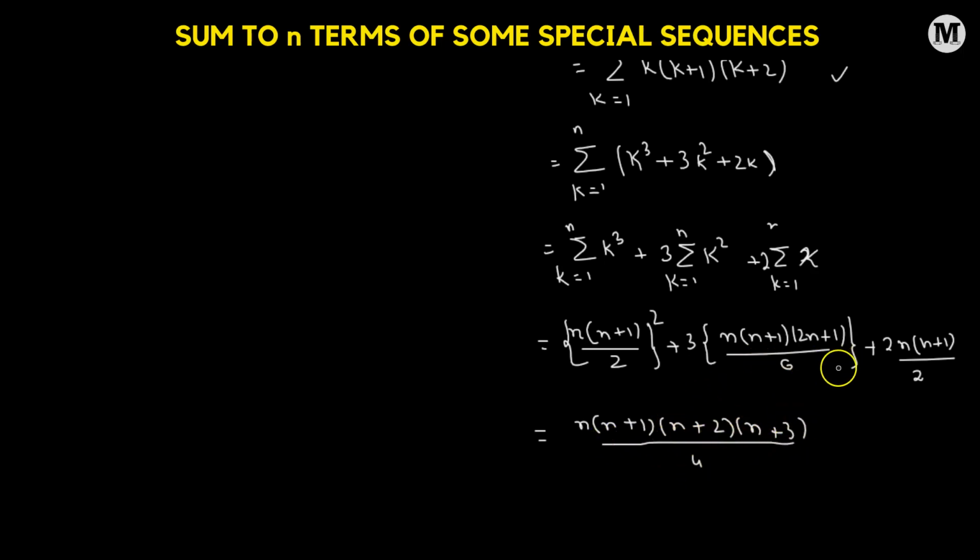I'm leaving the algebra part for you to try out. So here we have successfully shown that the sum of 1 times 2 times 3, that's the first term, followed by 2 times 3 times 4, added to 3 times 4 times 5, and the terms up to n terms, this sum is going to be equal to n times n plus 1 times n plus 2 times n plus 3, whole divided by 4.